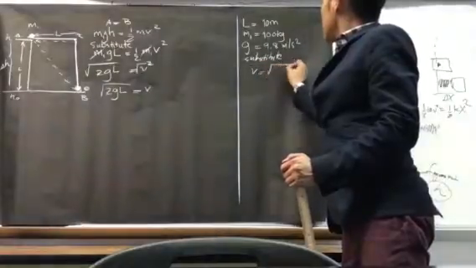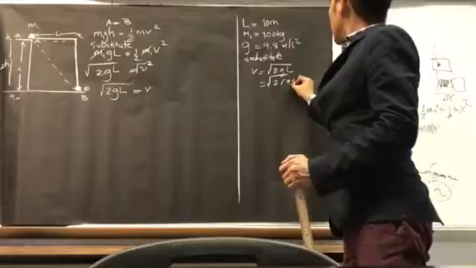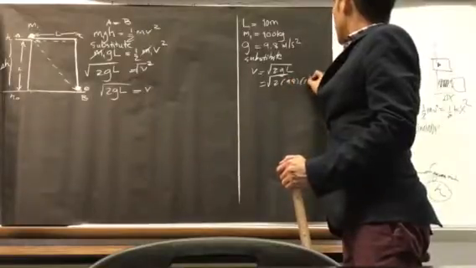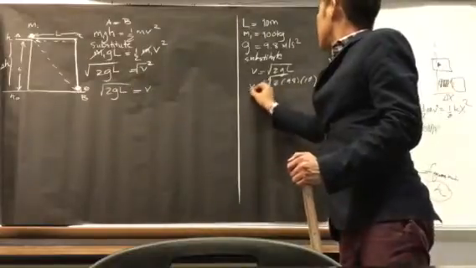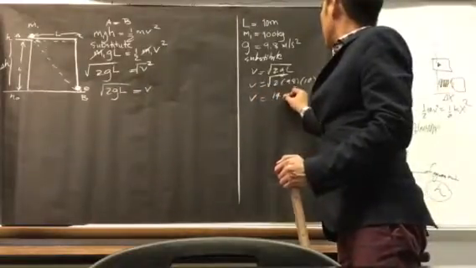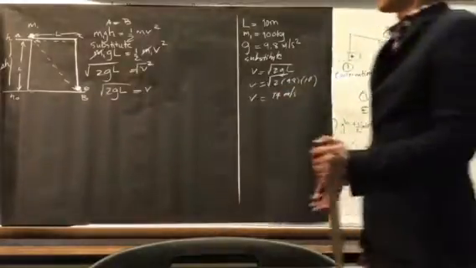So I'm going to substitute: velocity is equal to the square root of 2gL, which is 14 meters per second. Second or second squared? Second, because it's only velocity.